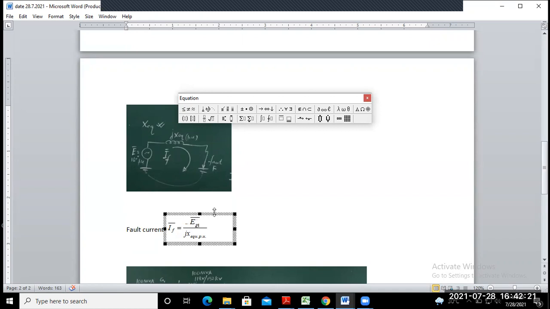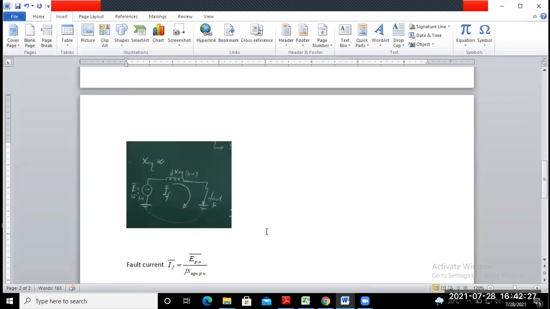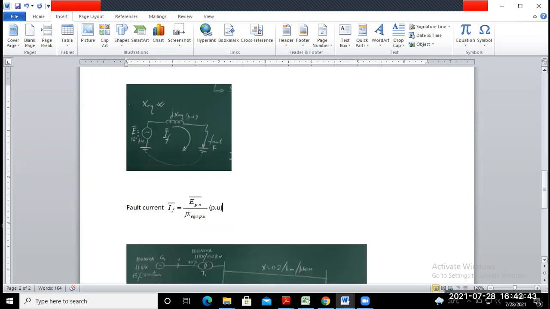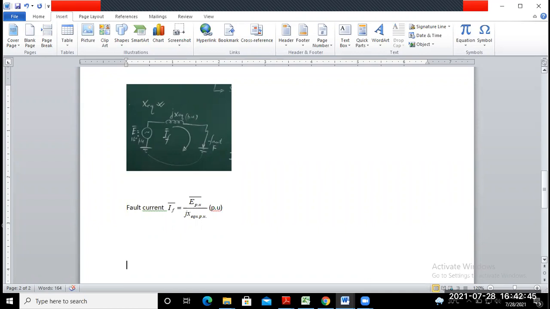What is the value of actual fault current? This one is in per unit. So this value is represented in per unit. If you want to find the fault current in actual value, then how can we find this? If any quantity is given in per unit, how can we find the actual quantity? What is the formula of per unit quantity, per unit value? Can you remember?